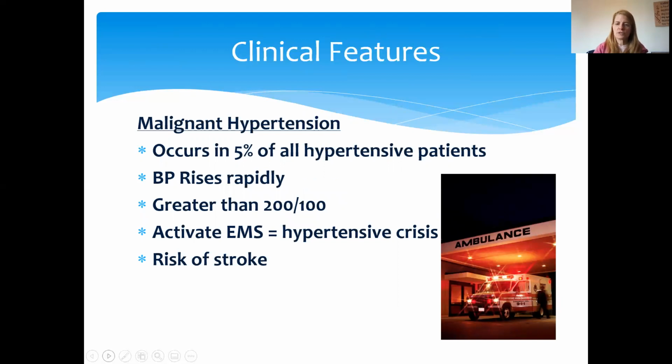Malignant hypertension occurs in 5% of hypertensive patients. Blood pressure rises rapidly, and a lot of times it'll go over the 200 over 100 blood pressure range. And we need to activate EMS at that point because there is definitely a risk for stroke for that patient.